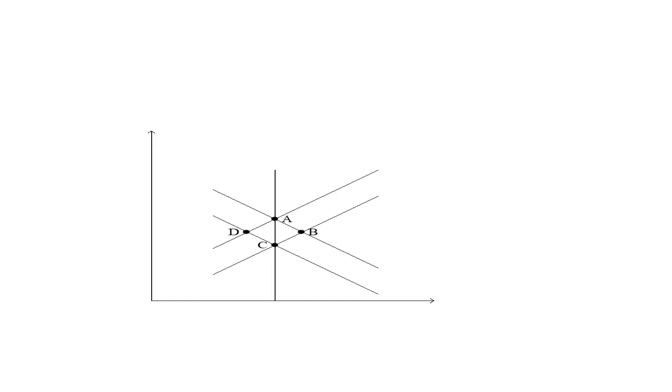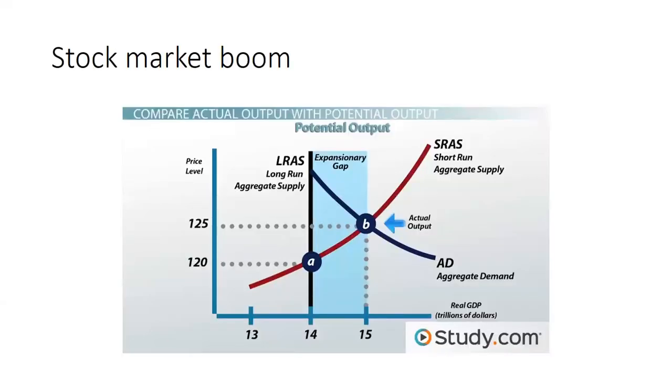Refer to the stock market boom. In the short run, what happens to the price level and GDP? So, the stock market boom shifts aggregate demand to the right, from A to B. So the first question is why?